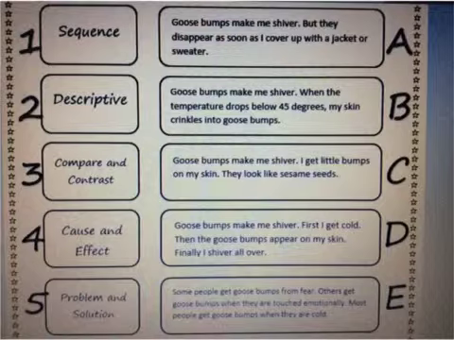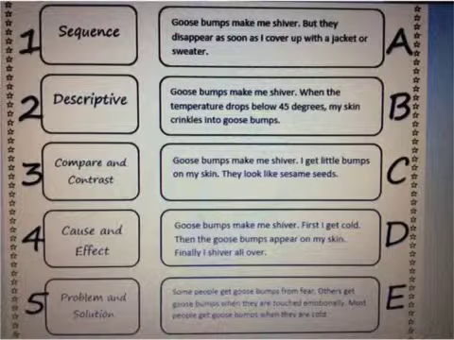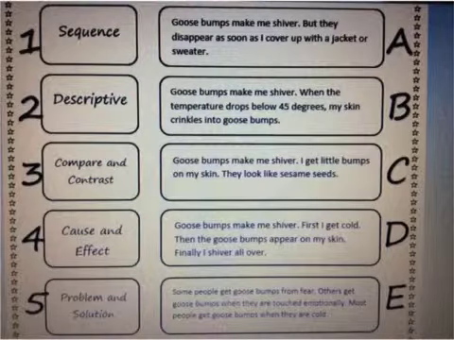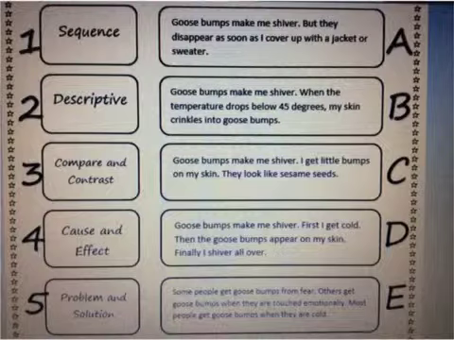Okay, so this is also in your blue booklet: very, very brief examples of how you can do a different text structure with the same big idea. The big idea is goosebumps, and each of these lettered here on the right match a certain text structure. So A, goosebumps make me shiver, but they disappear as soon as I cover up with a jacket or sweater.